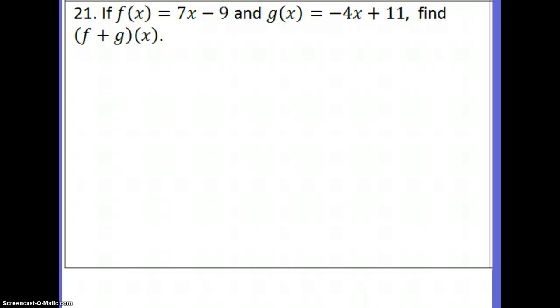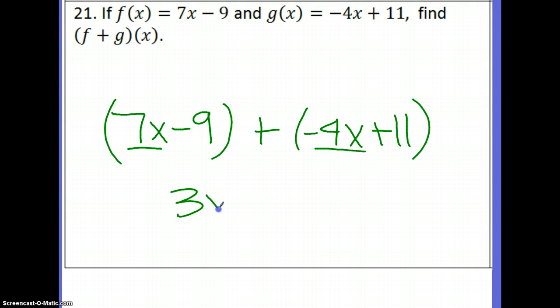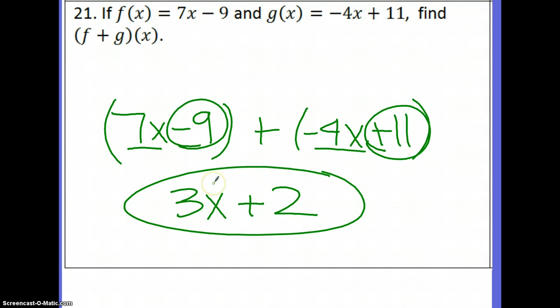f(x) is 7x minus 9. g(x) is negative 4x plus 11. We're going to add the two together. 7x minus 9 plus negative 4x plus 11. Combine like terms. That's 3x. Negative 9 plus 11 makes positive 2. There it is.